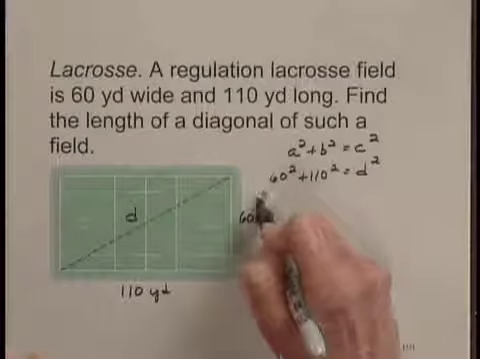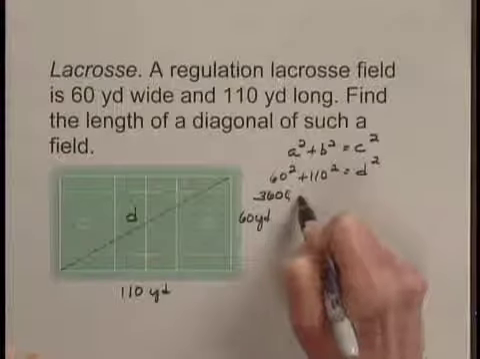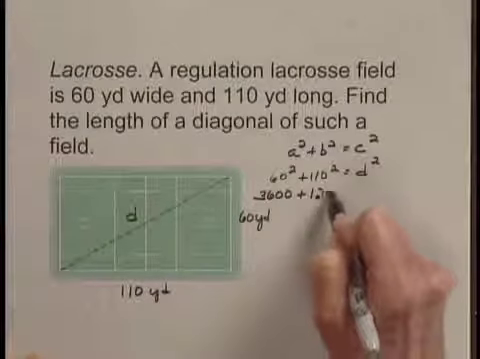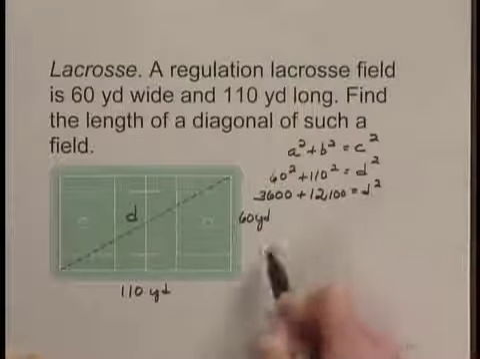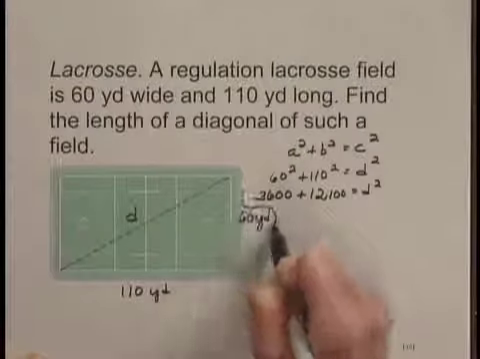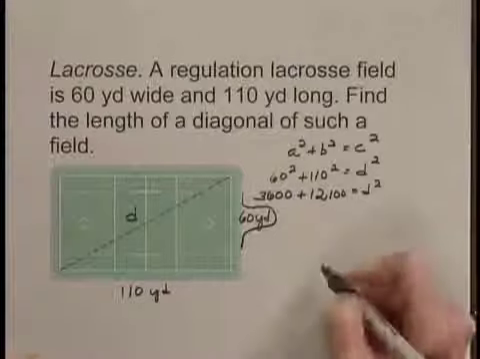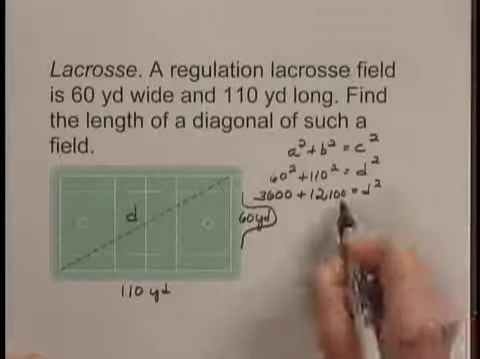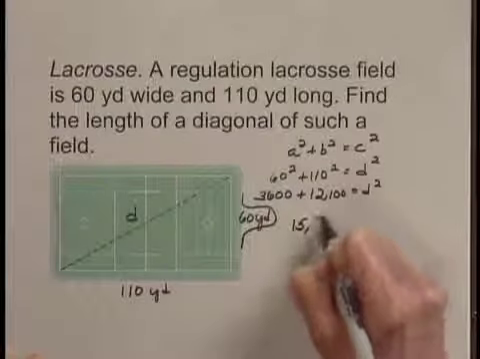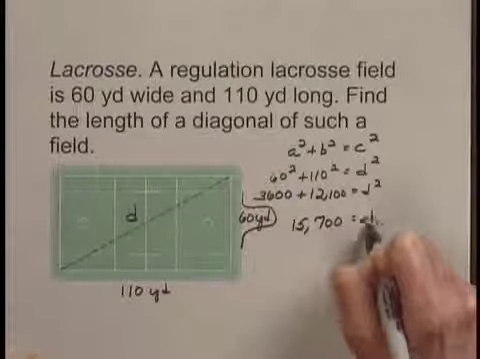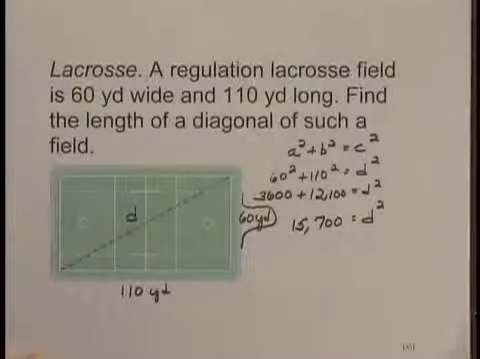60 squared is 3,600, and 110 squared is 12,100. And that's equal to D squared. I'm going to block off this 60 yards so it doesn't look like part of the solution here. Now when we do this addition on the left-hand side, we get 15,700. That's equal to D squared.